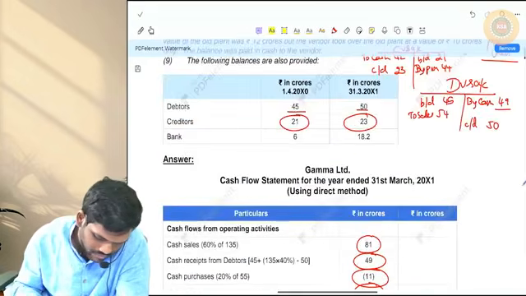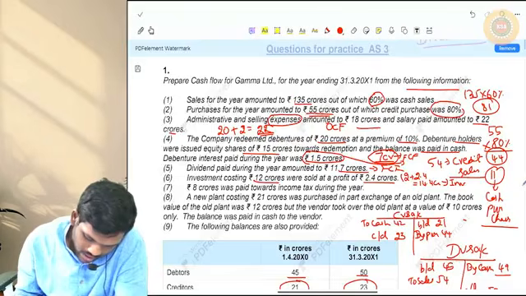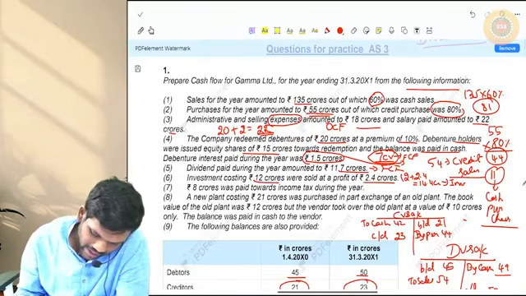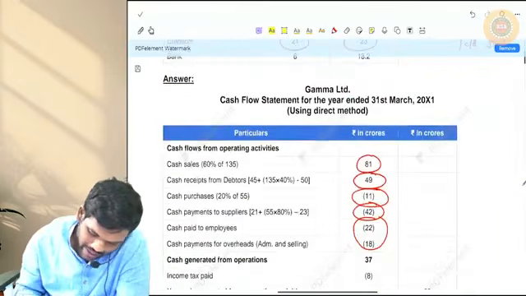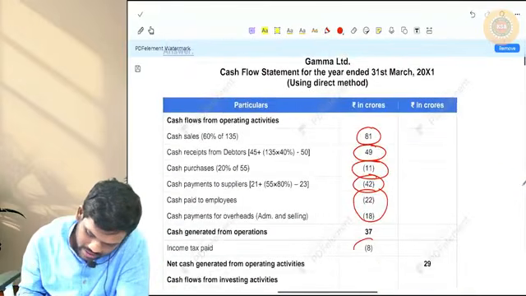Next. 8 crores was paid towards income tax during the year. This will be a part of your operating activities. So in operating activities, this 8 crores will be subtracted.